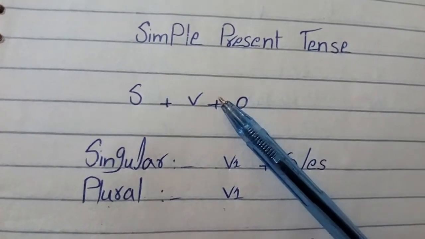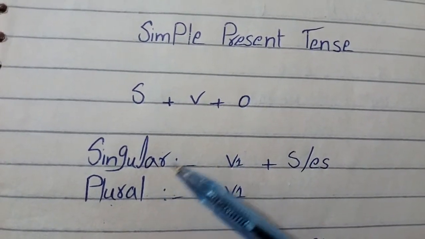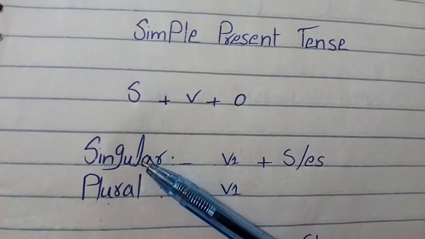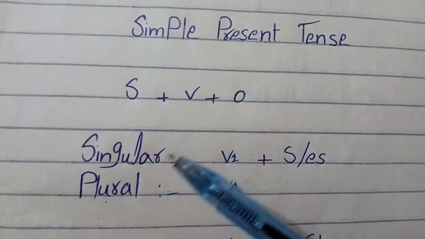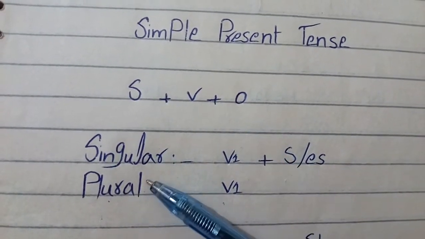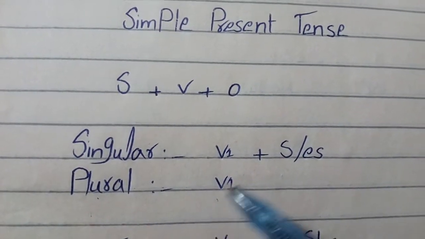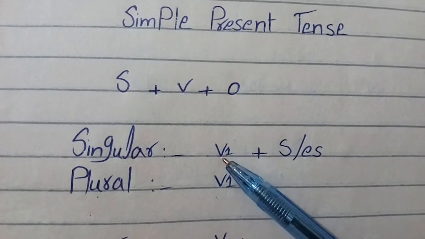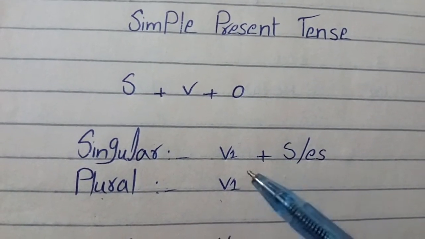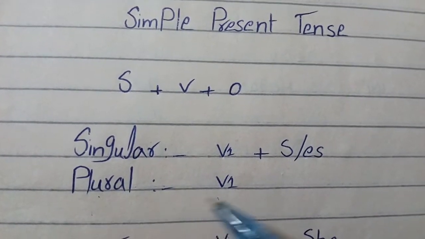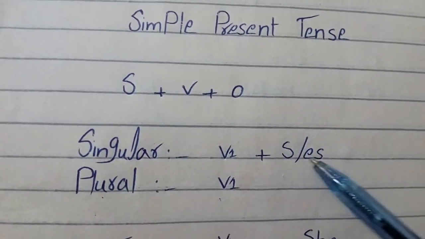We all know that there are two types of subjects used in our daily routine sentences: singular and plural. Singular is related to a separate person or a thing. Plural shows more than one. Singular uses the first form of verb and we need to add s or es with the first form of verb. Plural uses the first form of verb and we do not need to add s or es with the first form of verb.